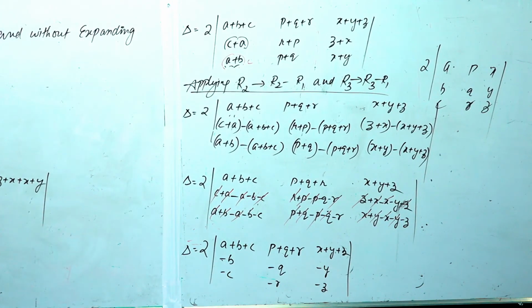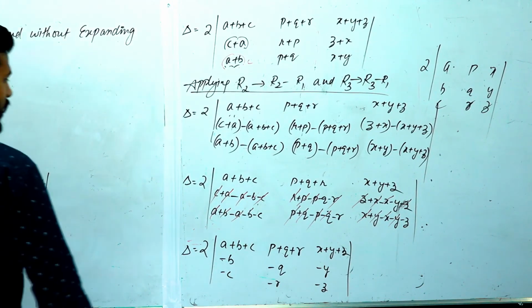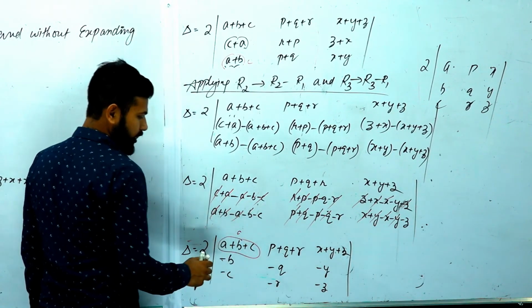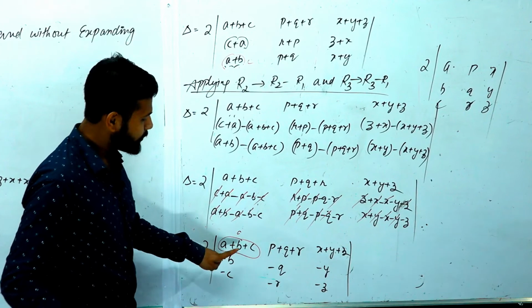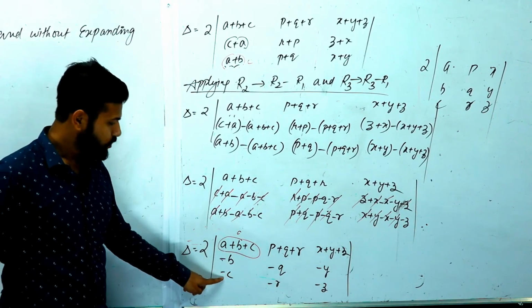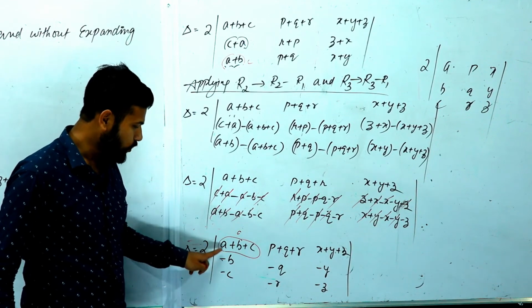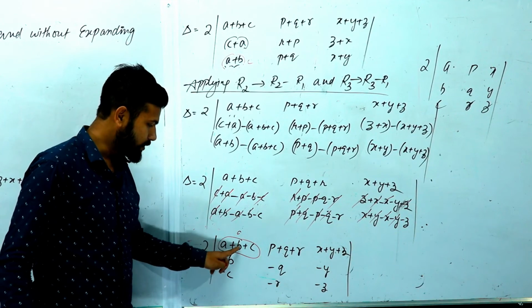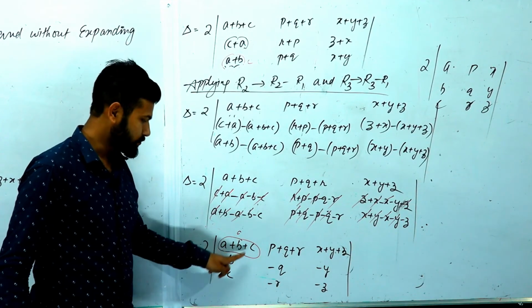Now see, you can do one more action here. Now I need a here. I need a here. So to bring a here, I have to eliminate the value of b and c. Already you can see minus b here, minus c here. So if we try to add column 1 with column 2 and column 3, when column 2 is added with this, b cancels. When column 3 is added, c is cancelled.